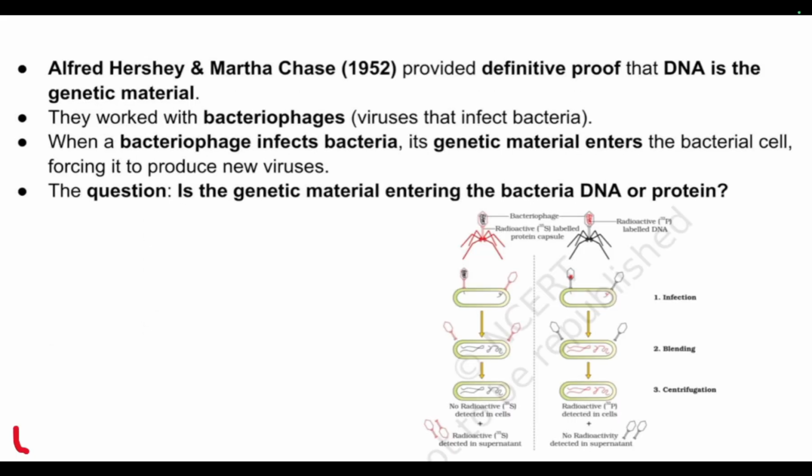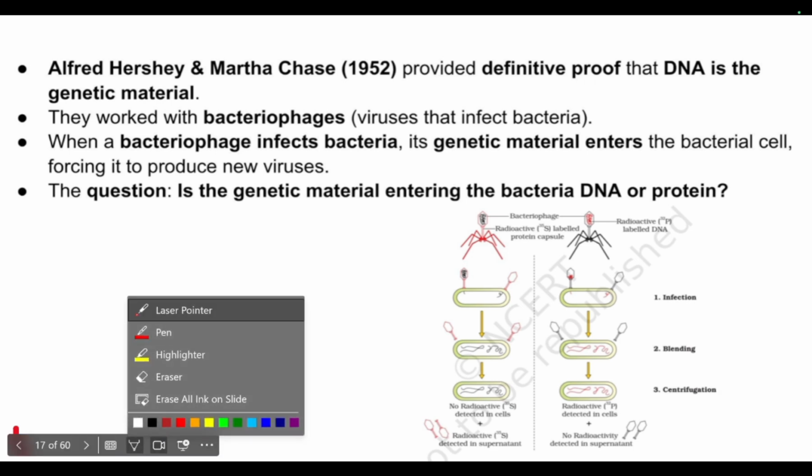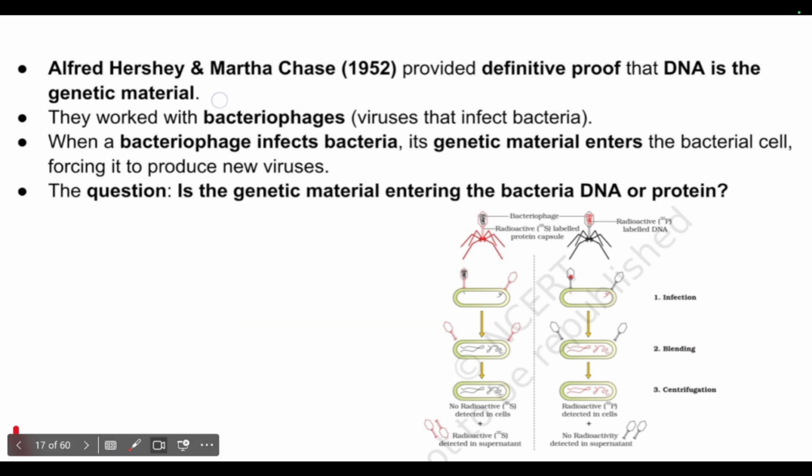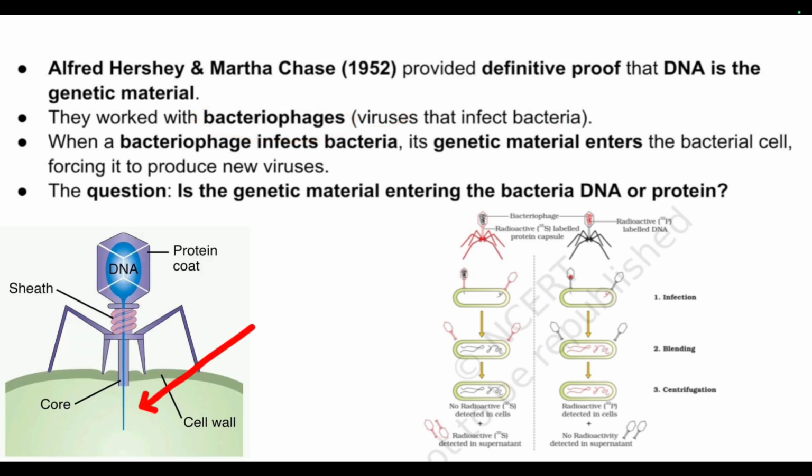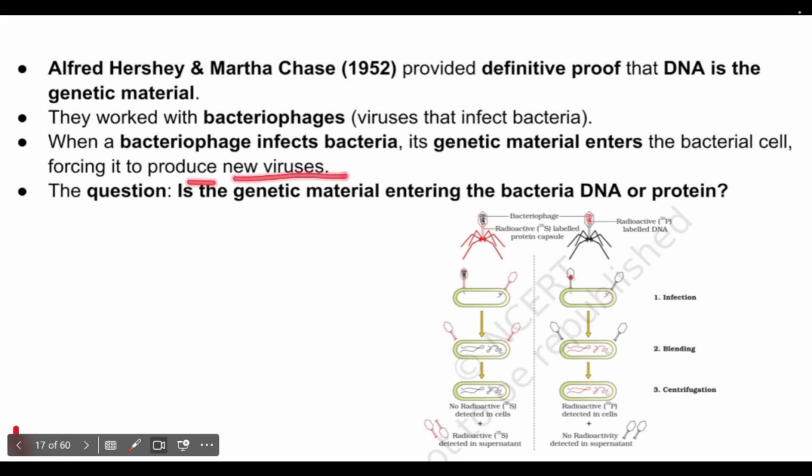So Hershey and Chase gave the definitive proof that DNA is the genetic material. Here they used a bacteriophage. Bacteriophage is a virus which infects bacteria. Actually, as we can see here, bacteriophage can infect bacteria and inject its genetic material inside the bacteria, and it will force the bacteria to produce the new virus. Now, the genetic material which enters inside the bacteria, at the time of Hershey and Chase, was not known. So the question was whether it is DNA or protein.